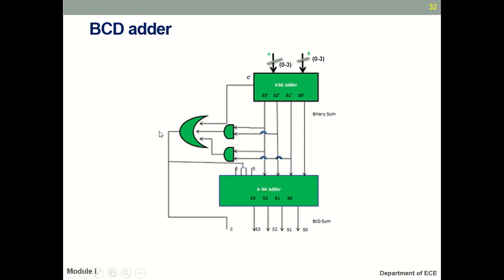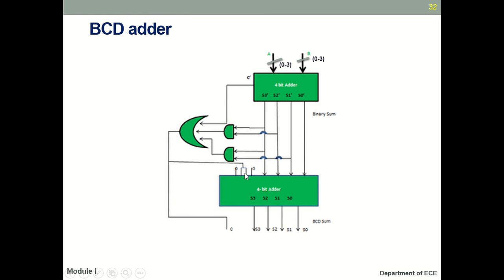When that output is taken, here is another 4-bit adder. When you get a binary sum, this binary sum is added with a value of 6, provided this binary value crosses the value of 9. If that is the case, one of these inputs will be equal to 1. If any one of the inputs is equal to 1, then you will get this value to be 1, and that value is given to the second and third bit here.